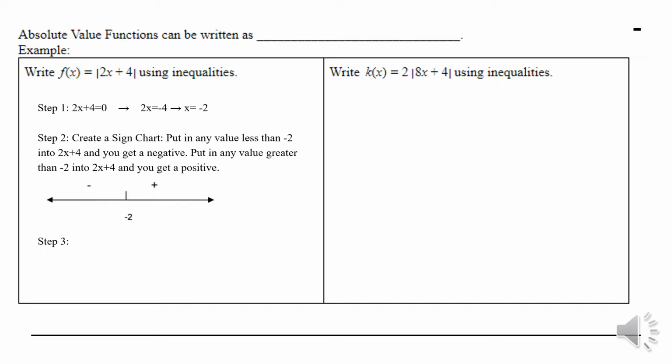When I plug in a number smaller than negative 2, say negative 3, I get 2 times negative 3, which is negative 6, plus 4, which is negative 2. Again, that's a negative number, so I put a little minus on the left. Therefore, when I create my piecewise function, I have, for numbers smaller than negative 2, a negative slope, and for numbers bigger than negative 2, I get a positive slope.